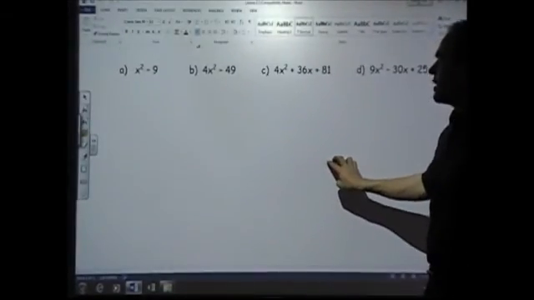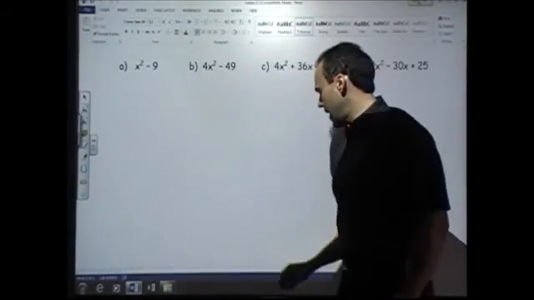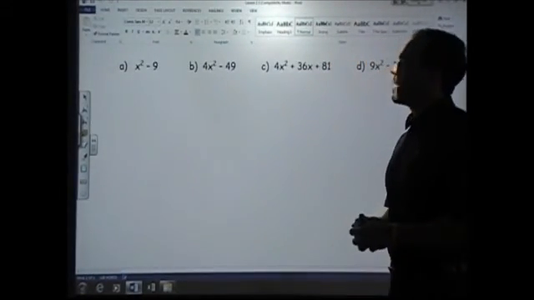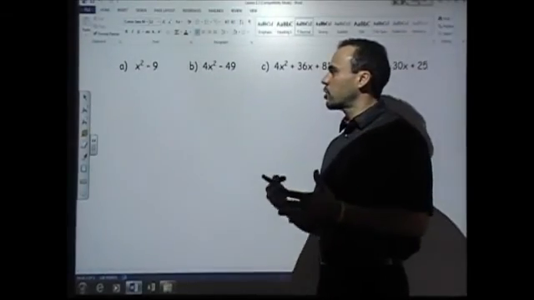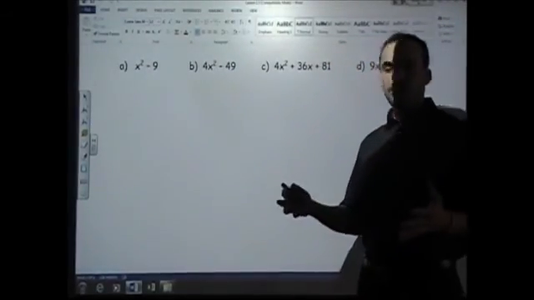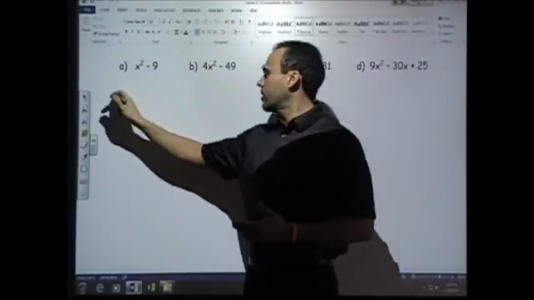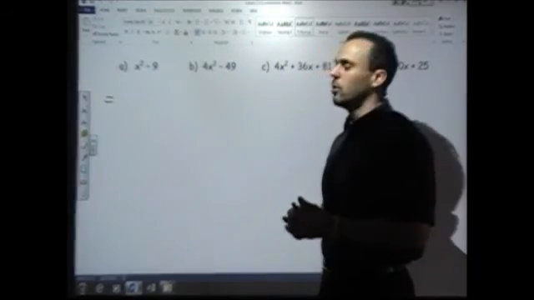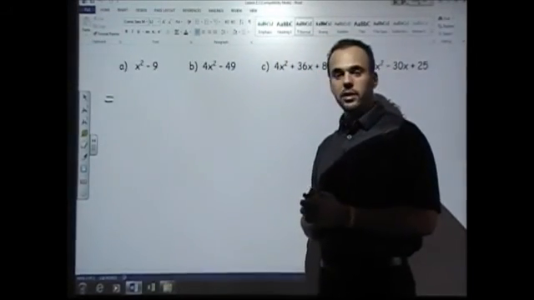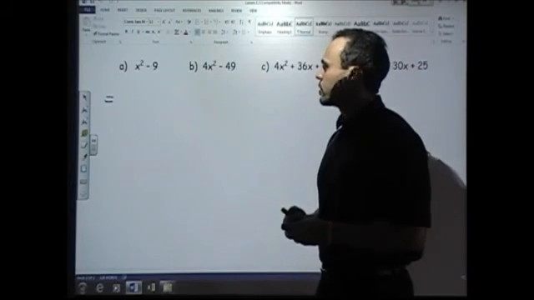Question A and B. If I take a look at question A, that says x squared minus 9. There's only two terms there. It's not a trinomial, it's just two terms. So then you ask yourself, is there a common factor? And the answer is no, there's no common factor. So is it impossible? No, it's not. You have to check to see if it's a difference of squares.